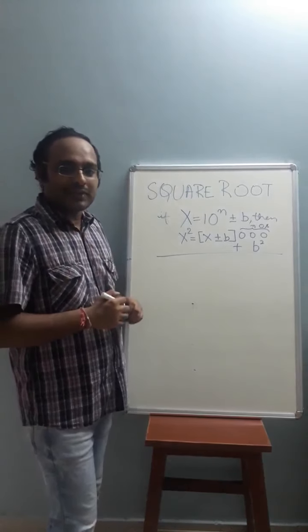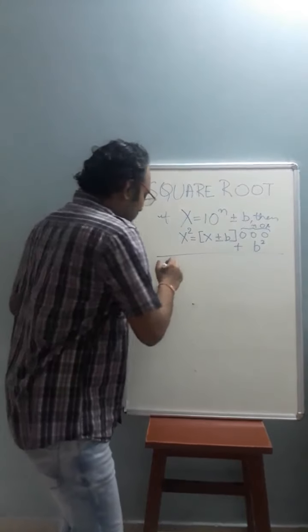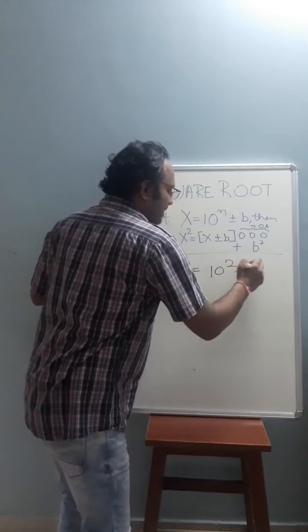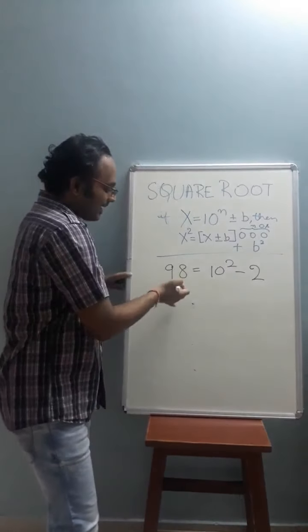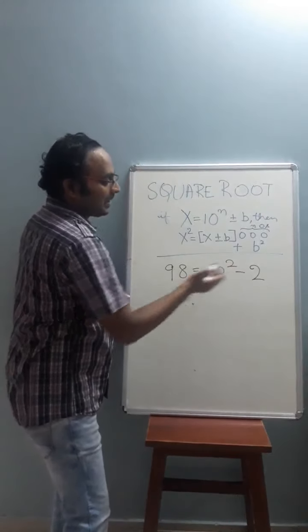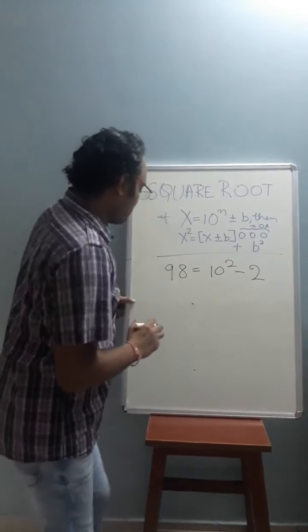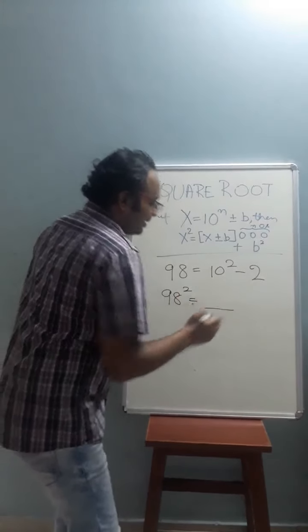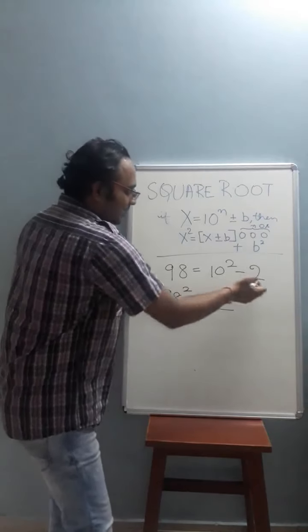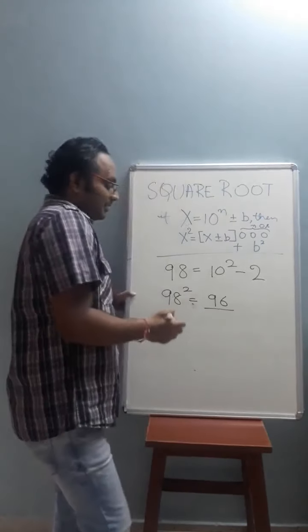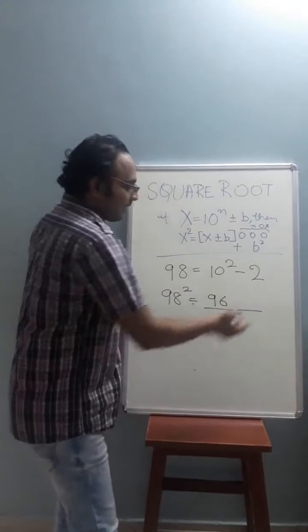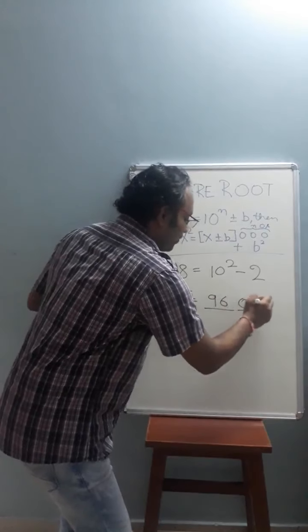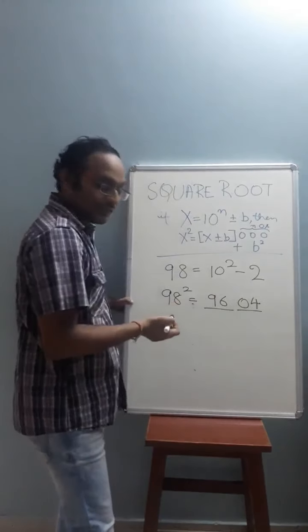Let's say I want to find the square of 98. 98 is equal to 10 to the power of 2 minus 2. X is 98, n is 2, b is 2. So 98 square is equal to first part x minus b, 98 minus 2, that is 96, and b square in n format. 2 square is 4. We want it in 2-digit format, we write it as 04. So 9604, this is our answer.